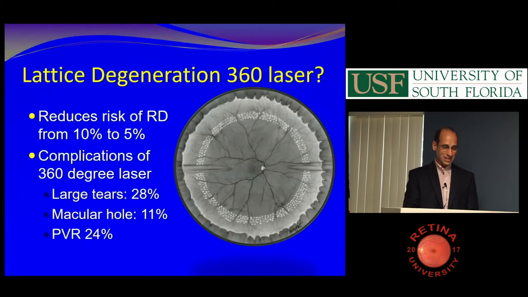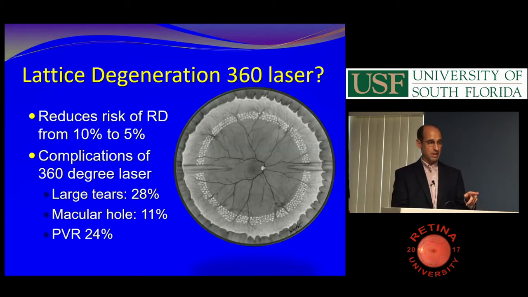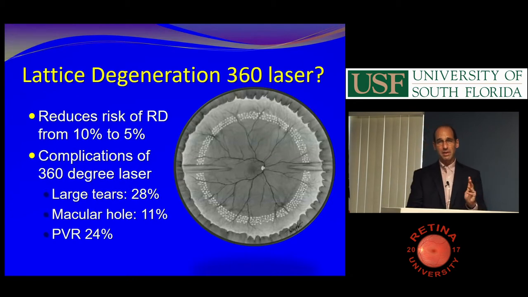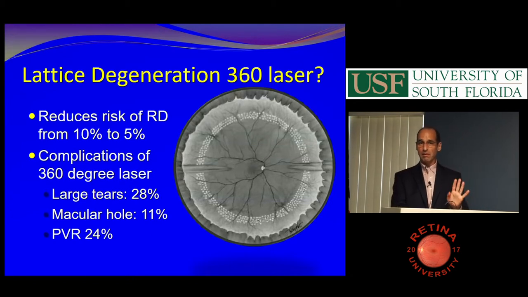You can do 360 laser on people with lattice degeneration, and that reduces the risk of retinal detachment in fellow eyes. So you can reduce the risk of retinal detachment from 10% to 5%, but the reason I don't like laser is some of the eyes that I've been unable to fix their retinas, which is not, we can fix like 99% of retinas ultimately. The eyes that are hardest to fix are the ones that have had a bunch of laser, because the laser can make a retinal detachment very complicated to fix.